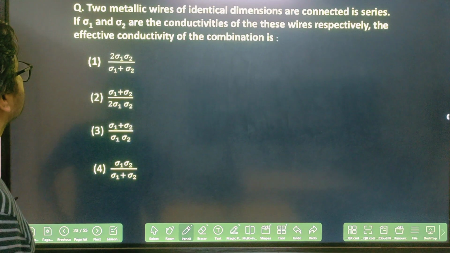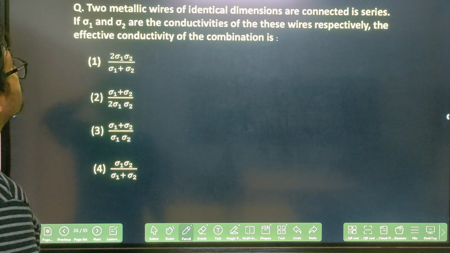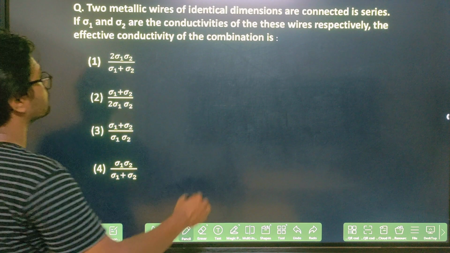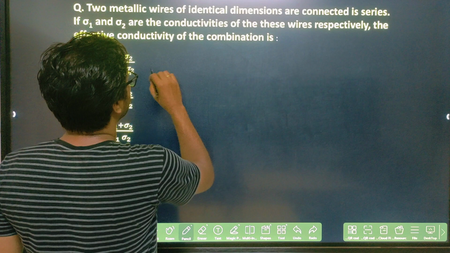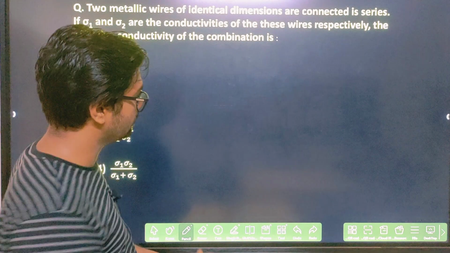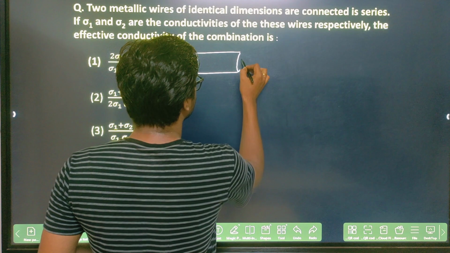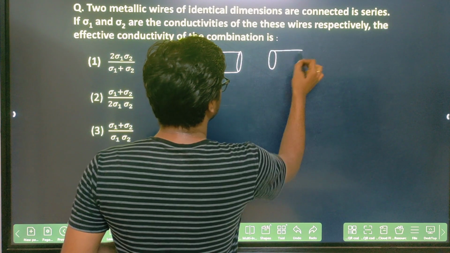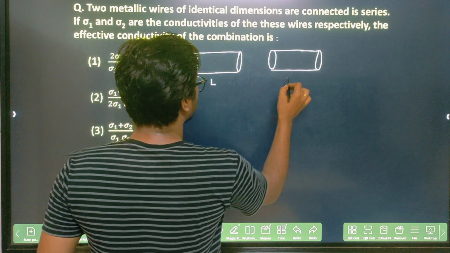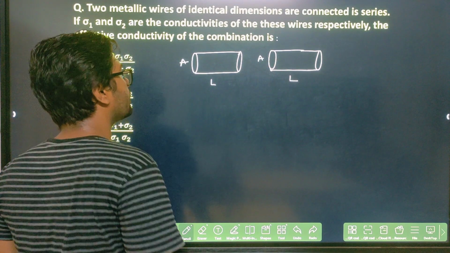Now see this question. Two metallic wires of identical dimension are connected in series. So two metallic wires of identical dimension means what? Their length is same and their area is also same, right? So let's say there are two identical wires. I am taking this as one conductor and another conductor is this one, right? And if it has length L, it also has length L. It has area A, it also has area A. Clear?